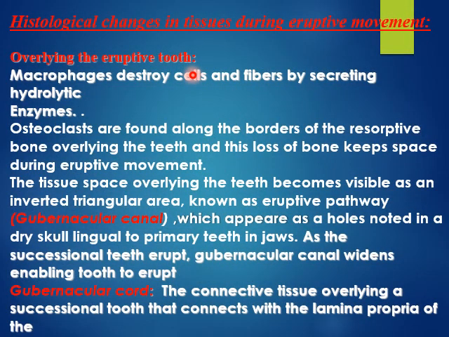We have histological changes that occur during the eruptive tooth movement phase, either overlying the tooth, surrounding the tooth, or underlying the tooth. In overlying the eruptive tooth, the histological changes occur by macrophages. The macrophage cells destroy the cells and fibers by secreting hydrolytic enzymes to destroy the connective tissue above the eruptive tooth.